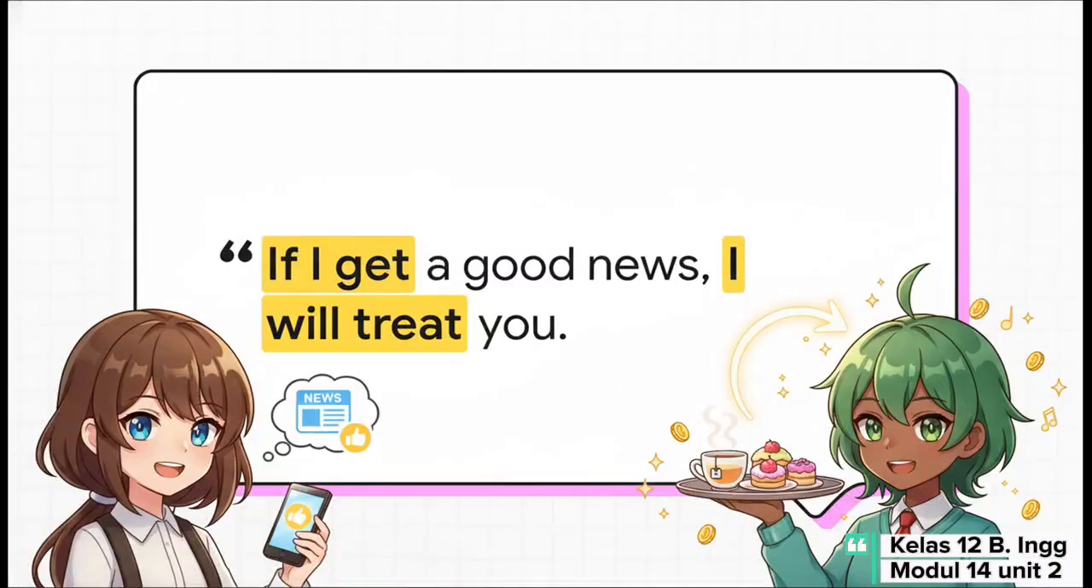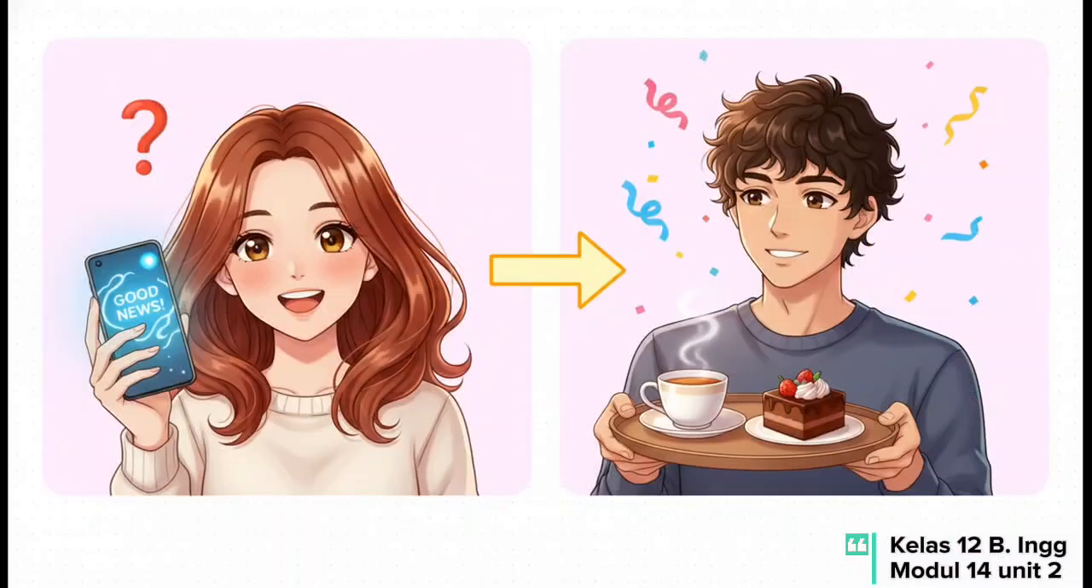Okay, so here's our main example, taken right from the textbook. If I get a good news, I will treat you. It's a simple, friendly promise, right? But it's also a perfect example of what grammar folks call the first conditional. So when you look at these sentences, they all have two key parts. First, you've got the condition, that's the if part, the thing that might happen. Then you have the result, the will part, what happens because of that condition. It's pure cause and effect, plain and simple.